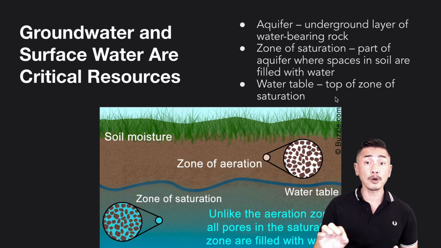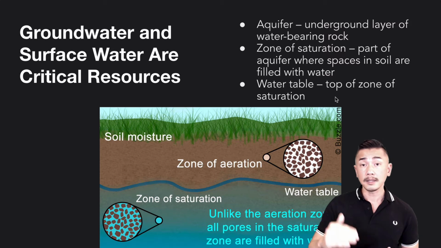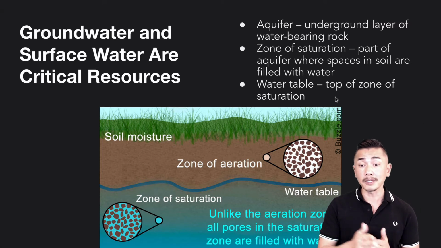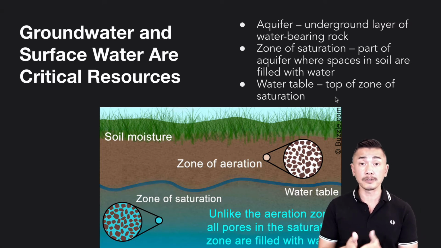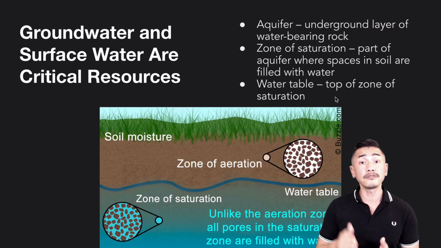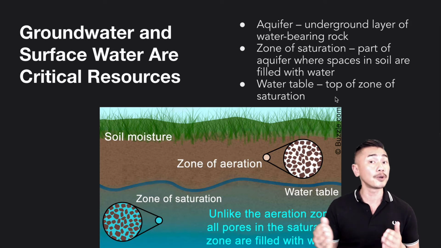Underground, you'll have a zone of saturation where spaces between soil particles are filled with water. The upper boundary of the zone of saturation is called the water table. The water table is also the boundary between the zone of saturation, saturated with water, and the zone of aeration, where the spaces between soil particles are filled with air.